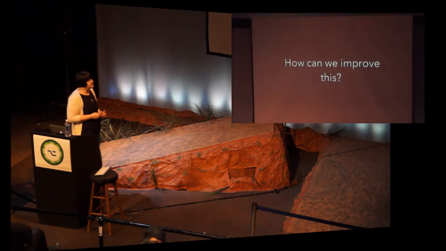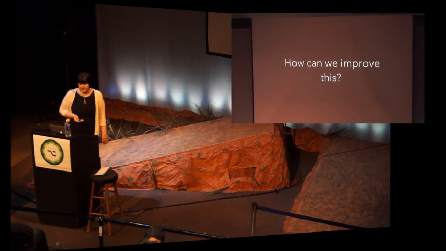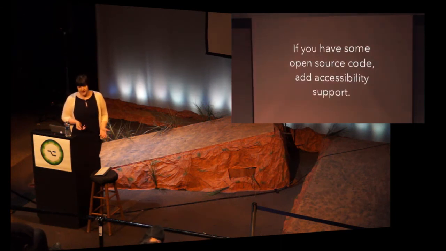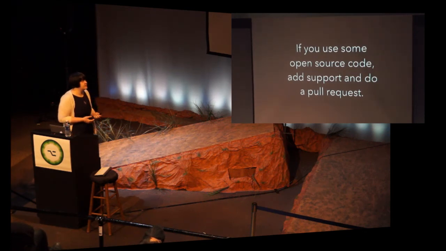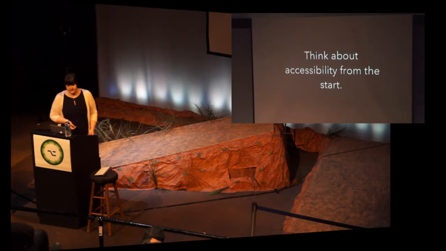But so what can we do as a really great community to improve this? If you have any open source code, then include support and also have instructions on how to do anything else. If you use open source and something doesn't have support, then add it and do a pull request.